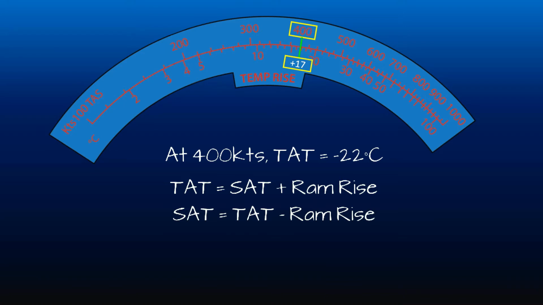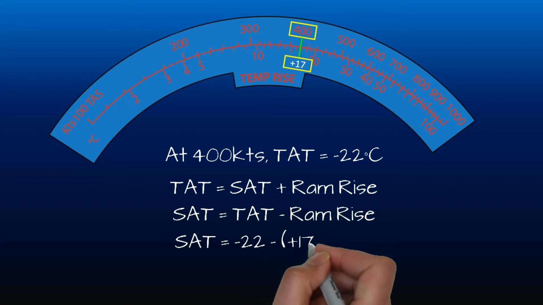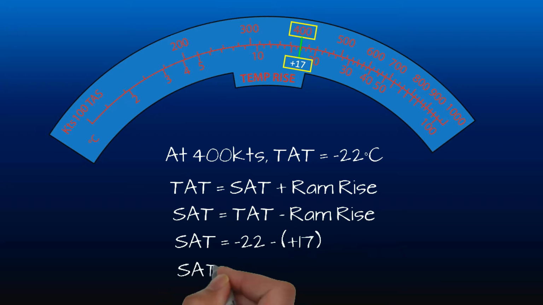Next, we plug in the values. Static air temperature equals minus 22 minus plus 17. Static air temperature equals minus 39 degrees Celsius.